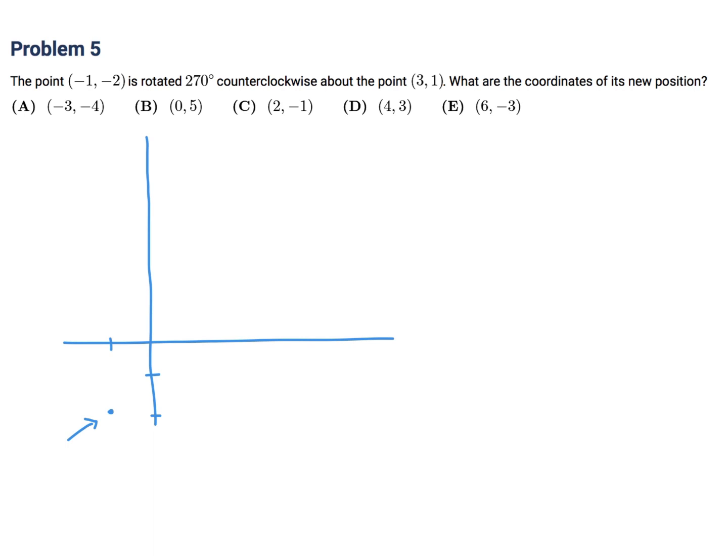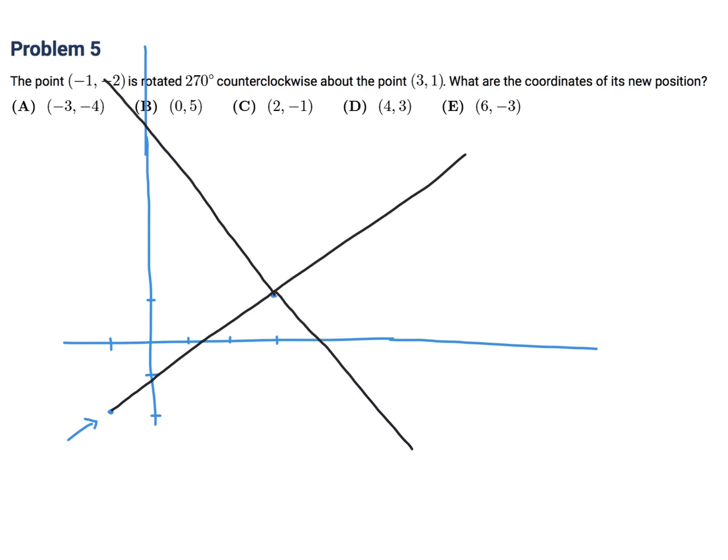And then they're saying it's rotated about the point 3,1. So 1, 2, 3, and 1. So it's rotated about this point. And it is rotated 270 degrees counterclockwise. So I've got to first draw a line from there to there. And then let me just first extend this axis here. Like that. And then I've got to draw a line that's perpendicular. So something like this.